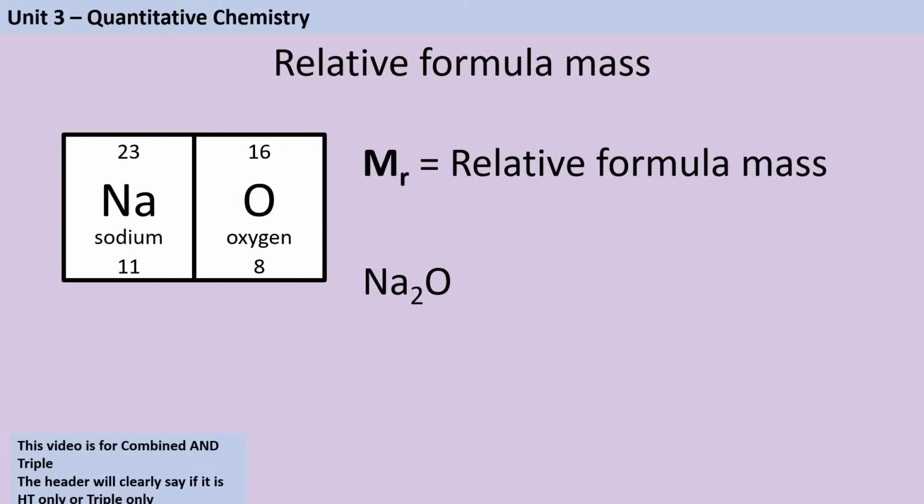Okay, on to some calculations. The relative formula mass is the mass of 1 mole of a particular substance. The way that we're going to work this out is just by adding together the relative atomic masses from the periodic table.